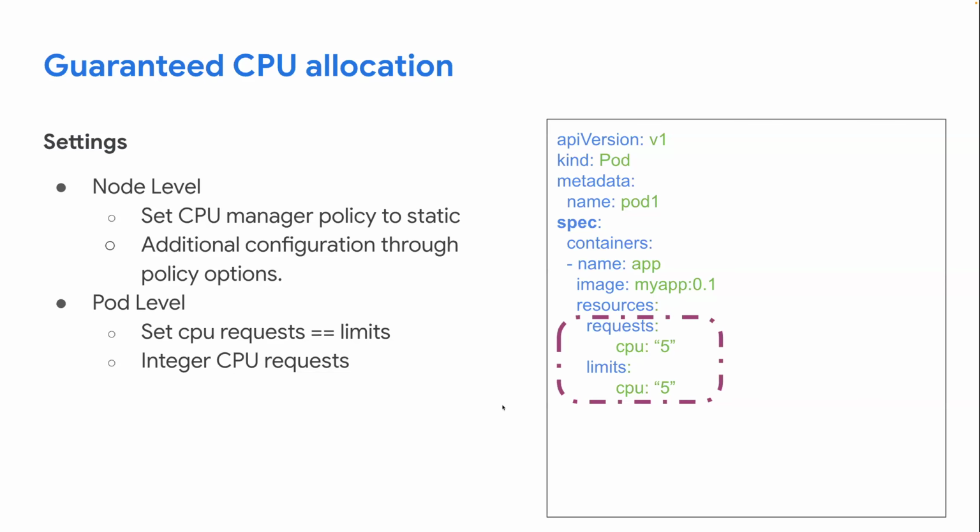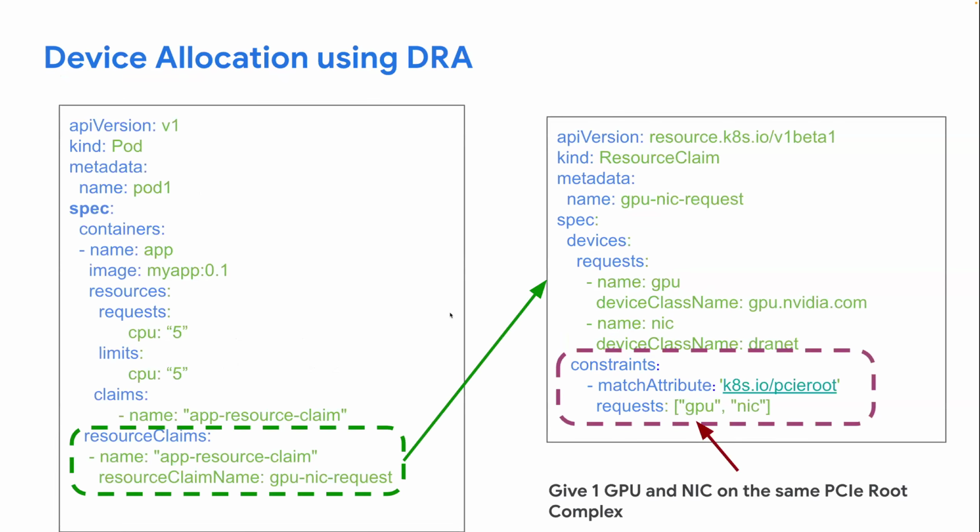Kubelet will reserve a chunk of CPUs specifically for this container, and prevents interference from other containers. In parallel, on the resources side, we have DRA, which helps allocate resources like GPUs and NICs to the pod. And the way we do this is through resource claims.